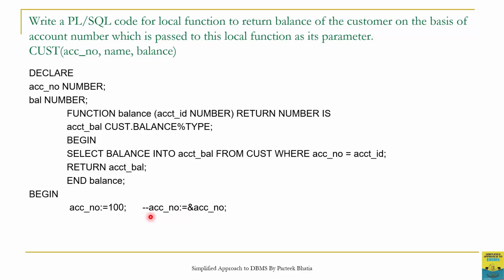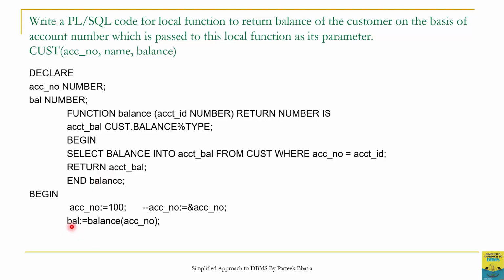But if you are working at the SQL prompt, you can always use a substitution variable to get the value of account number from the user. After getting the value in this variable, we will call the user defined local function balance by using this statement. Here we are calling the user defined local function balance and passing the value of this variable account_number. Here the value is 100. So this 100 will be passed to this parameter account_ID. For this passed value of account_ID, which is 100 in this case, the balance is retrieved for the customer number 100 and it is stored in this variable, and the value of this variable is returned to the calling environment by the return statement.